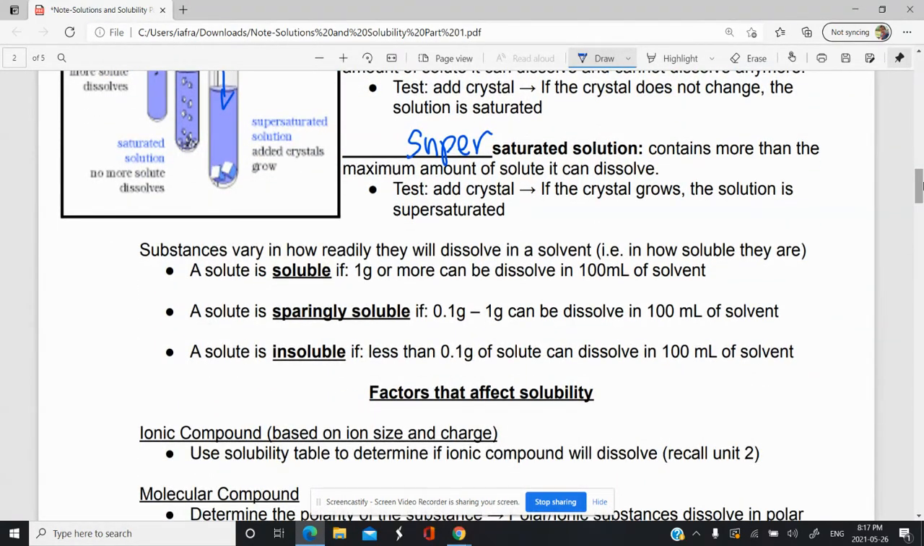And then we saw that when we describe if something is soluble or not, there are some definitions that we have for that. If something is soluble, it means that 1 gram or more can dissolve in 100 mL of that solvent. If something is sparingly soluble, so it's not insoluble, but somewhat soluble, you can dissolve between 0.1 grams and 1 gram in 100 mL of solvent. And if something is insoluble, that means you can dissolve less than 0.1 grams of solute in 100 mL of that particular solvent, for example, water.